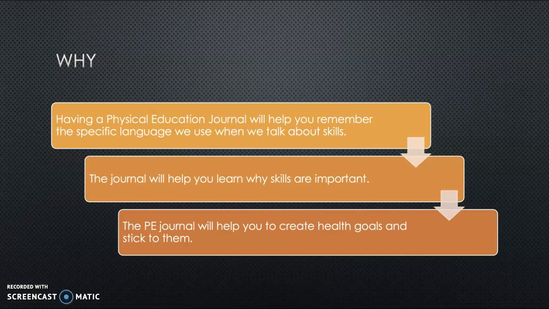Why? Having a PE journal will help you remember the specific language that we use when we talk about skills in PE. The journal will help you learn why skills are important, and the PE journal will help you to create health goals and stick to them.